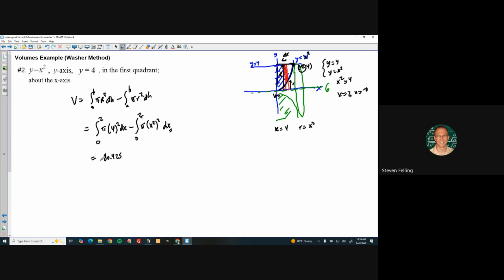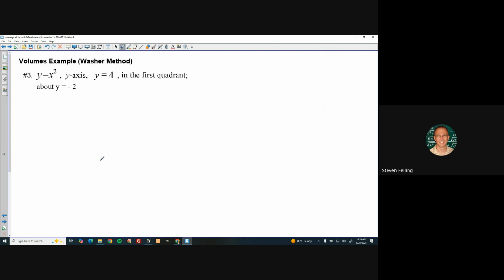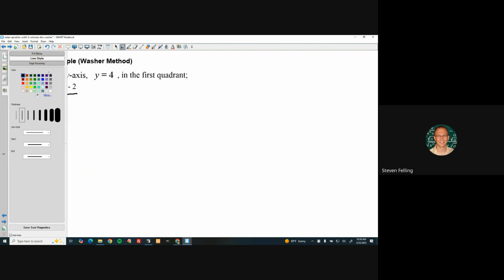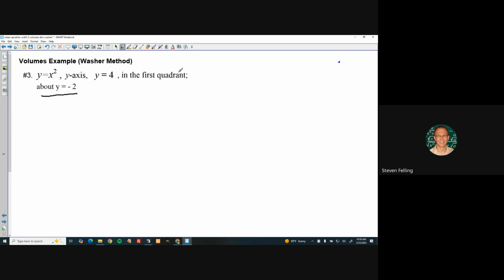Okay, we're just going to see other cases, and there's one other twist that we'll sometimes have in Calc BC that you might not have seen in AP Calc AB if you took an AP Calc AB course last year. This twist right here: what if we don't rotate about an axis? What if we rotate about some other horizontal or vertical line? So let's graph this situation. We've got the same setup except for the axis of rotation.